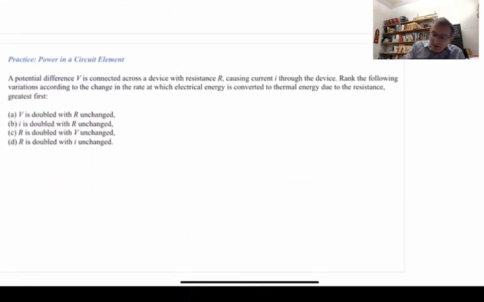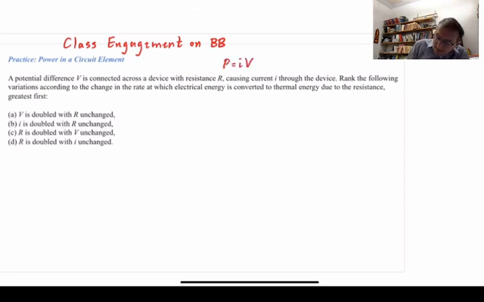Okay, so we'll just close with a class engagement exercise for Blackboard that just involves practicing with P equals IV, which can be expressed as I squared R, which can be expressed as V squared over R if your object is a resistor. So here's the scenario. We have a potential difference V across a device with resistance R. That means it's a resistor, causing current I through the device.